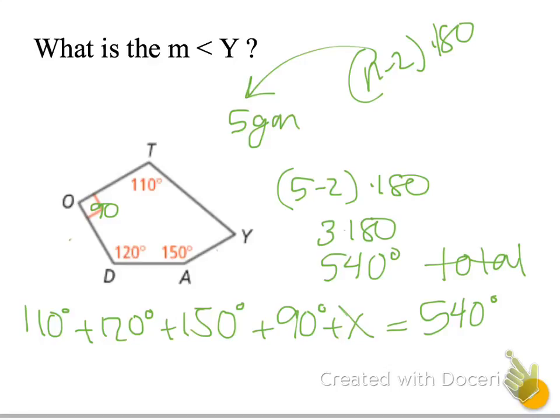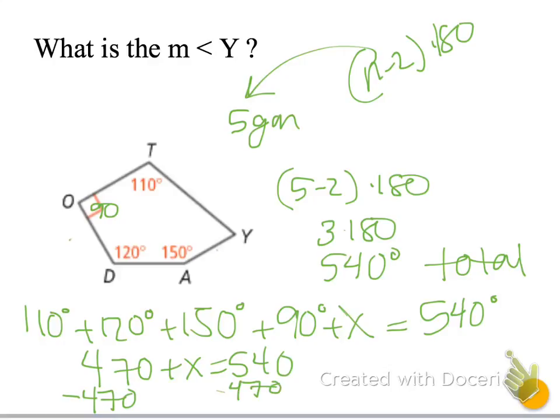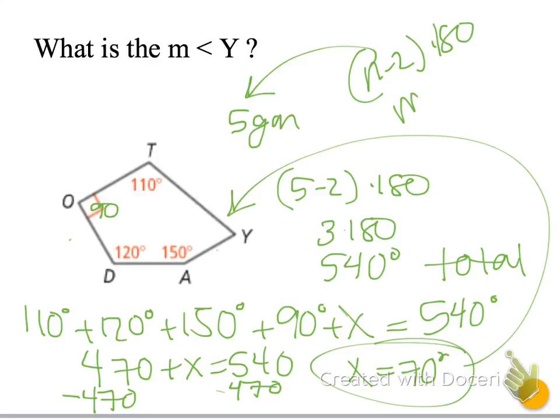So let's go ahead and solve for x, which I'm going to do super quick here. When I added all those together, I get 470. So let's subtract 470 from both sides. So I should get x equals 70 degrees. So that means the measure of angle y, I'm going to replace it to what I'm supposed to call it, the measure of angle y is 70 degrees.